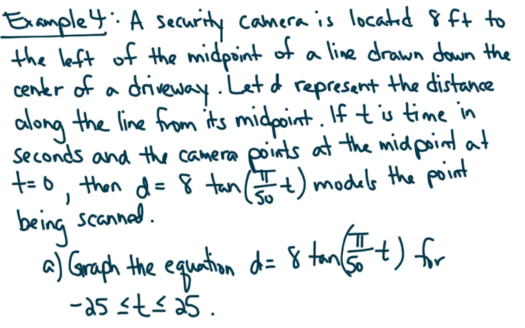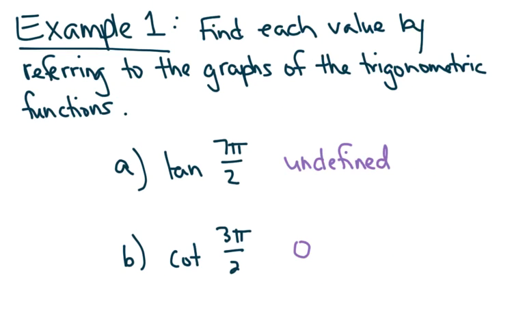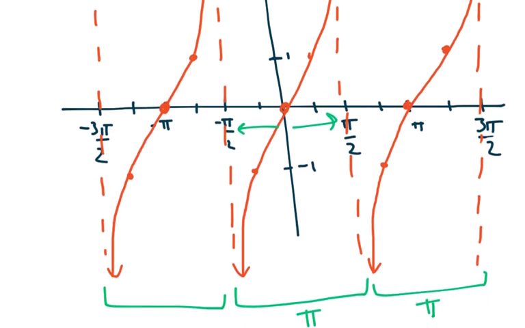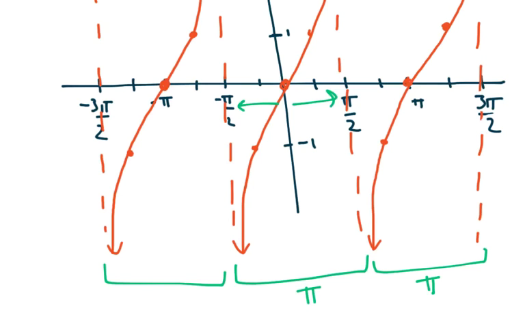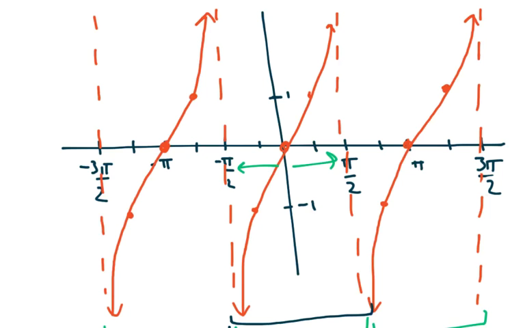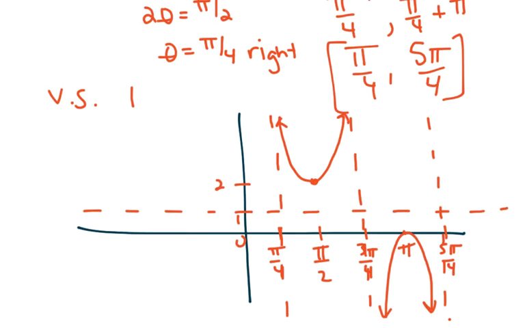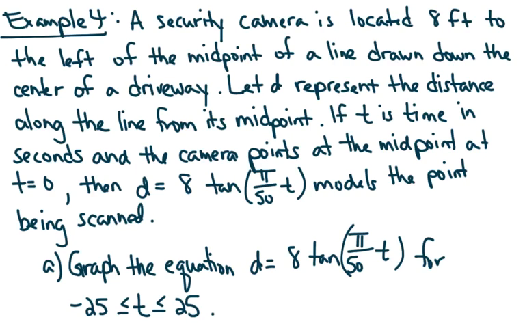Graph the equation D equals 8 tan pi over 50T for the values of T between negative 25 and positive 25. Let's go back and look at tangent for a second. This was the graph of tangent. And I notice that the graph normally is from negative pi over 2 to positive pi over 2. We're going to instead graph it from negative 25 to 25, where the number in the middle is 0.